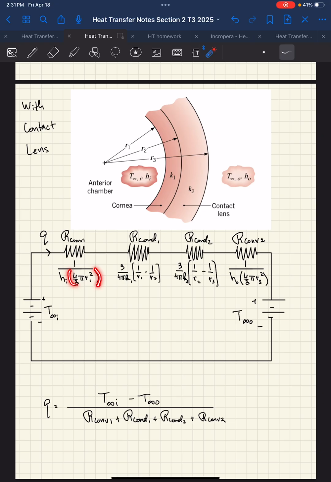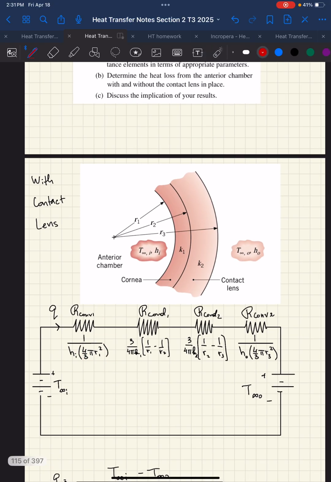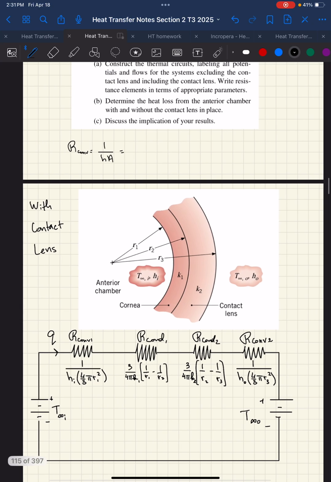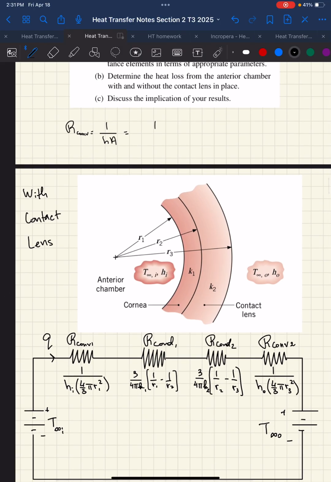If you're wondering what this comes from, here's some good news. The convection thermal resistance is always going to be 1/HA, regardless of the coordinate system. 1/HA is the thermal resistance due to convection. So the only thing that changes for coordinate systems is just the surface area. So for a sphere, your surface area would be 4 pi r squared, but now we're approximating the eye as 1/3 of a sphere, so you just have to divide that surface area by 3, hence this.